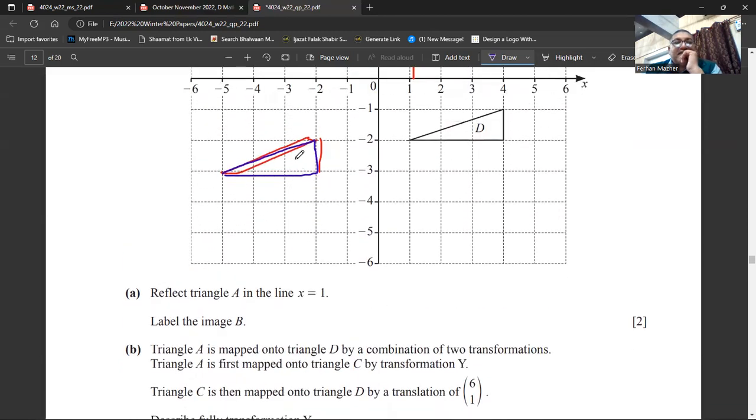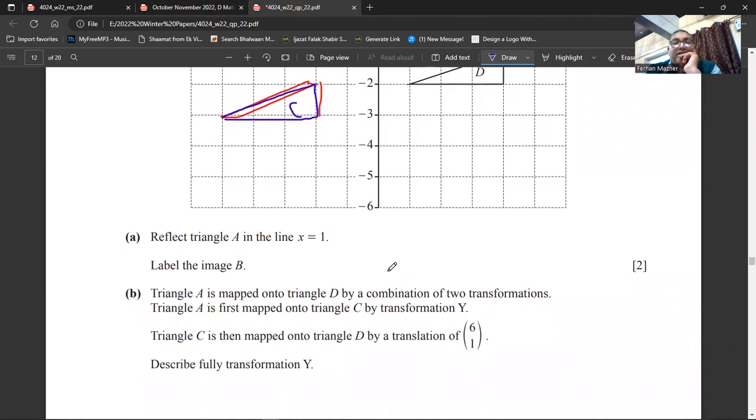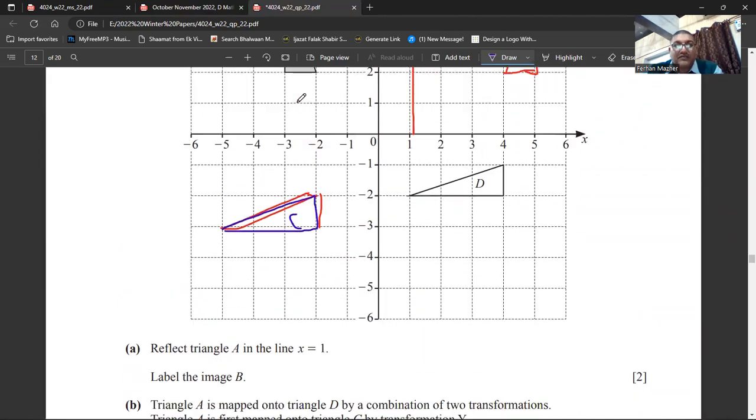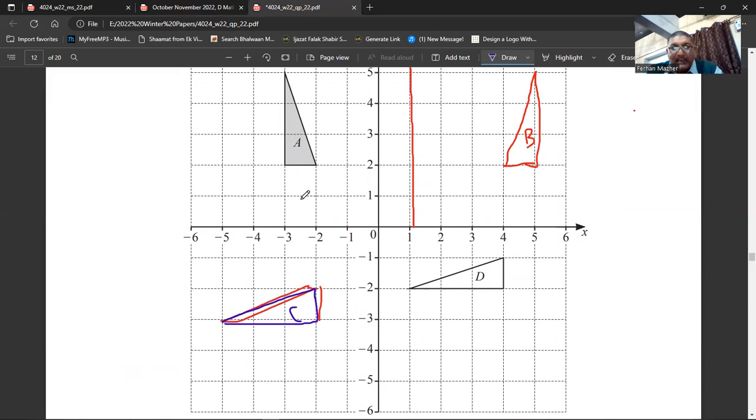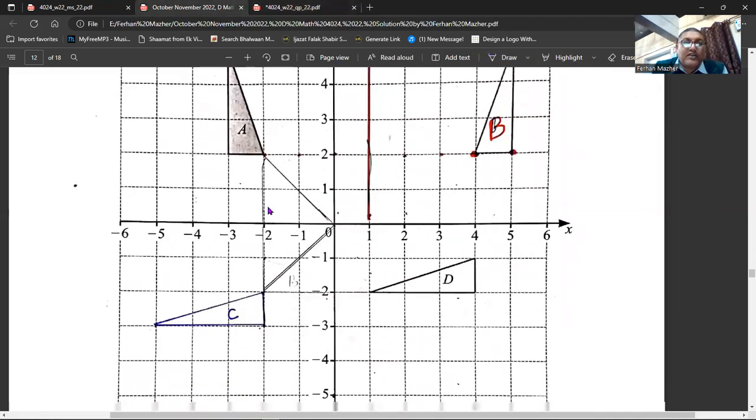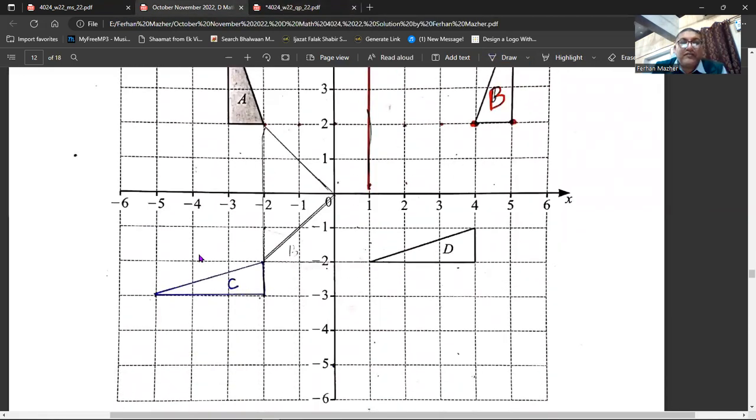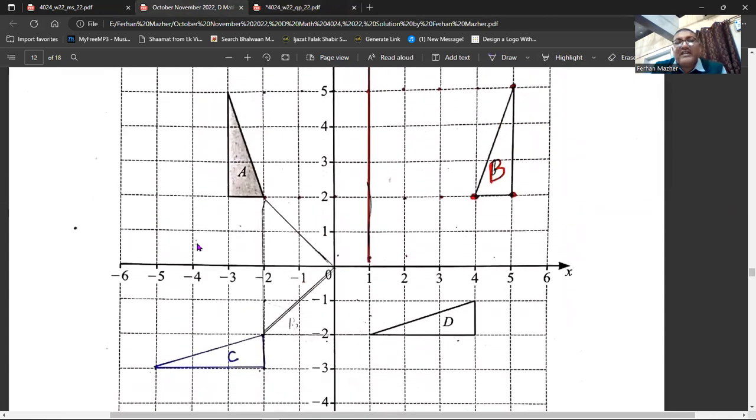So this is C. I have reversed this, okay? -6, -1. So how does A come onto C? That is the question. That is the transformation. Okay, so this is the C. And if you pay a little attention, you will understand the triangle A is like this, then C is like this. So it means it has rotated, and it has rotated anti-clockwise 90 degrees.